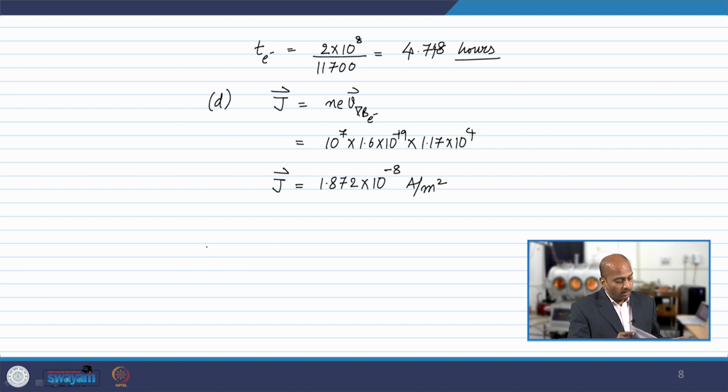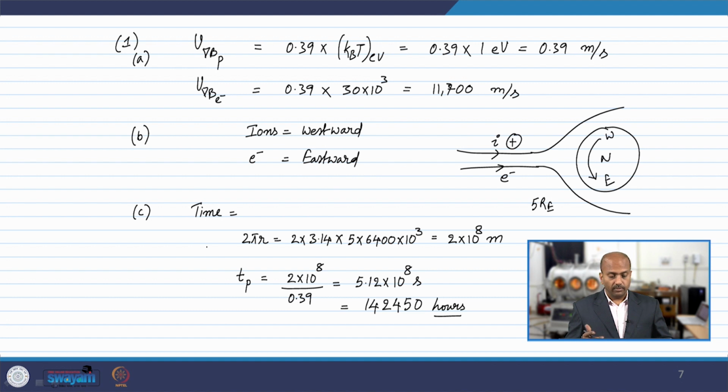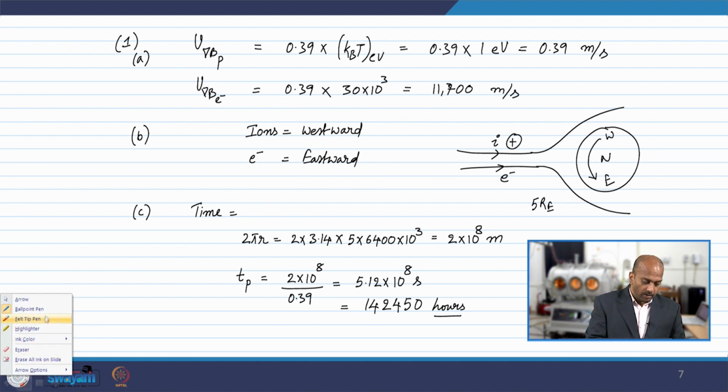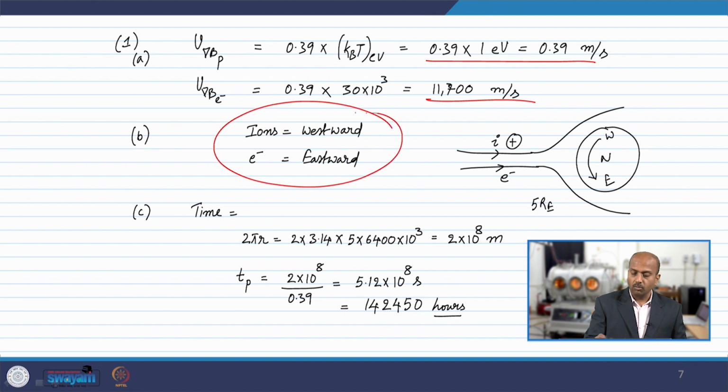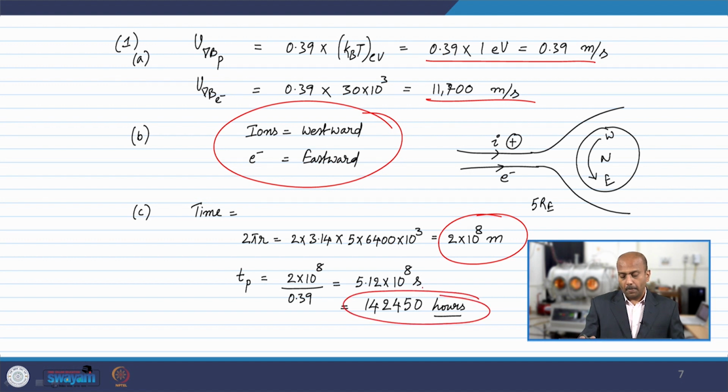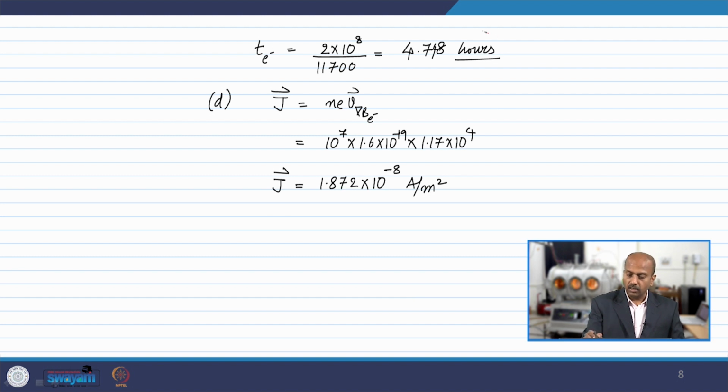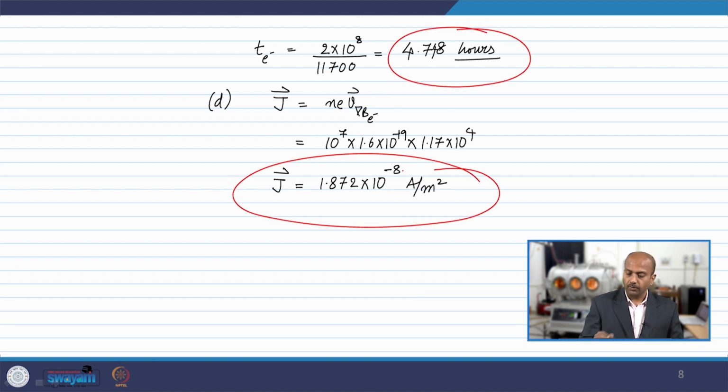This is how we solve a problem to calculate the gradient drift velocity and the associated physical parameters which come into existence because of the gradient drift. First we have calculated the drift velocities, the direction of movement of the charges, and then the amount of time required for the positive charge proton and the electron to cover one rotation of the Earth at 5 times the radius of the Earth, and then we have calculated the resulting ring current density.